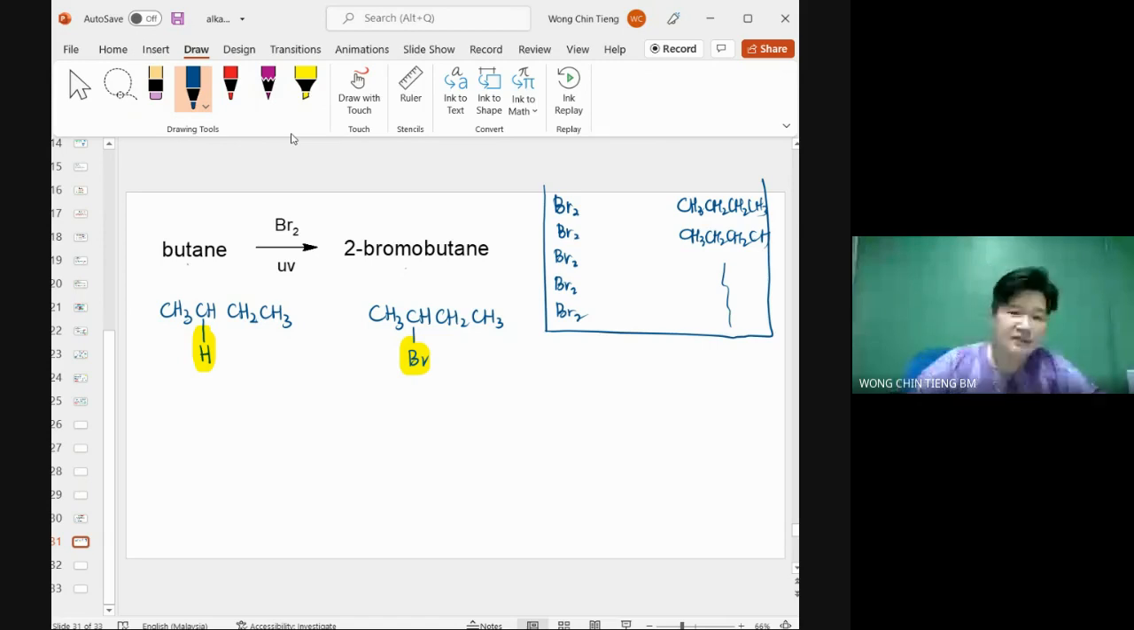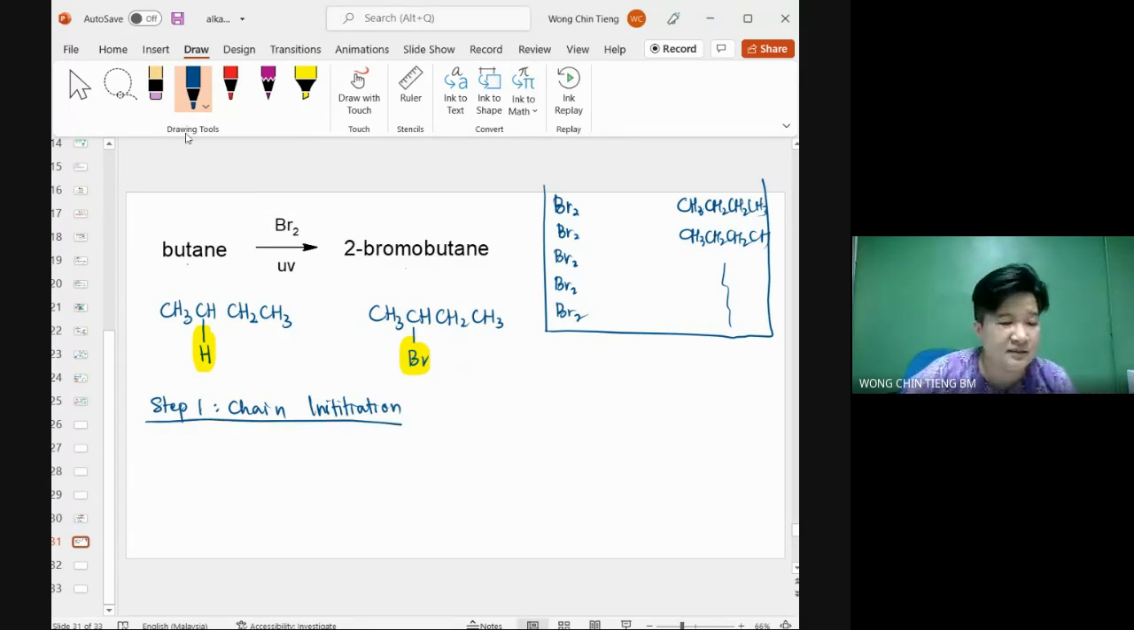Okay? So, what happened in the step 1? What do we mean by chain initiation? Alright? So, what is meant by chain initiation? Senang je. Chain initiation, like the word state, you initiate the reaction. You start the reaction. Barbecue kamu nak starter kan? This is the starter of the reaction. So how do we start? Very simple. We definitely use the halogen.